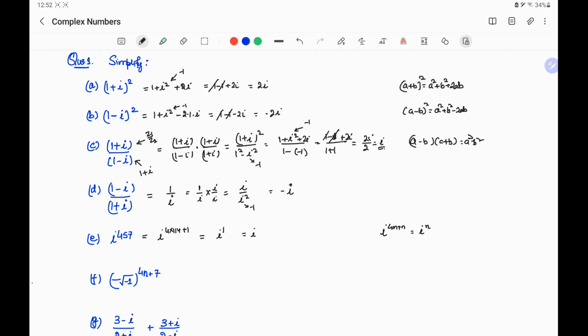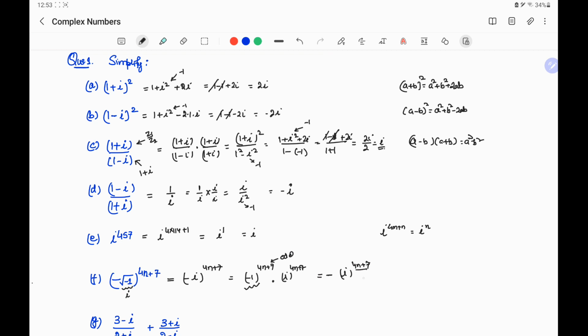Part F is minus of (√-1) raised to the power of 4n + 7. It will be equal to minus of i raised to the power 4n + 7, because this √-1 is the imaginary number i. It will be equal to (-1) raised to the power 4n + 7 and i raised to the power 4n + 7. This 4n + 7 is an odd number, so this power of -1 will be a negative number. So we write minus i raised to the power 4n + 7.